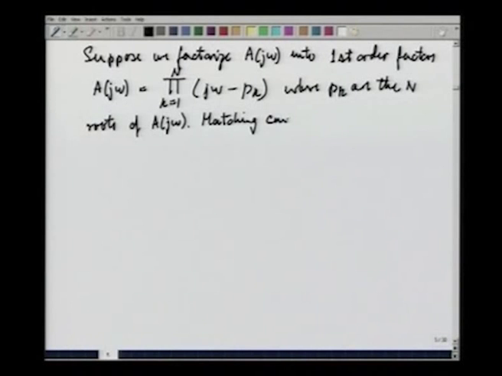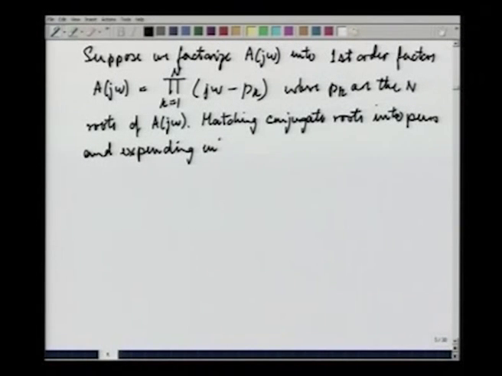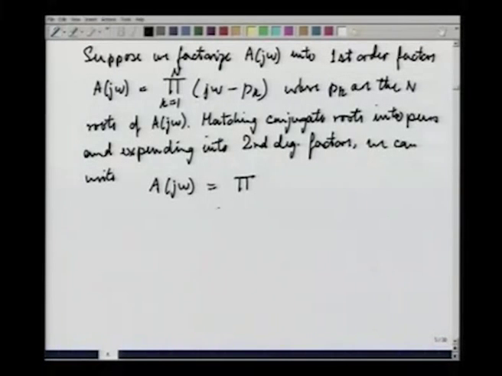Matching conjugate roots into pairs and expanding into second order factors, second degree, we can write A j omega equals product k equals 1 to n by 2. Remember that we have taken n to be even. Now we know why we have taken it to be even, so that we get a nice complete set of second order factors, second degree factors.